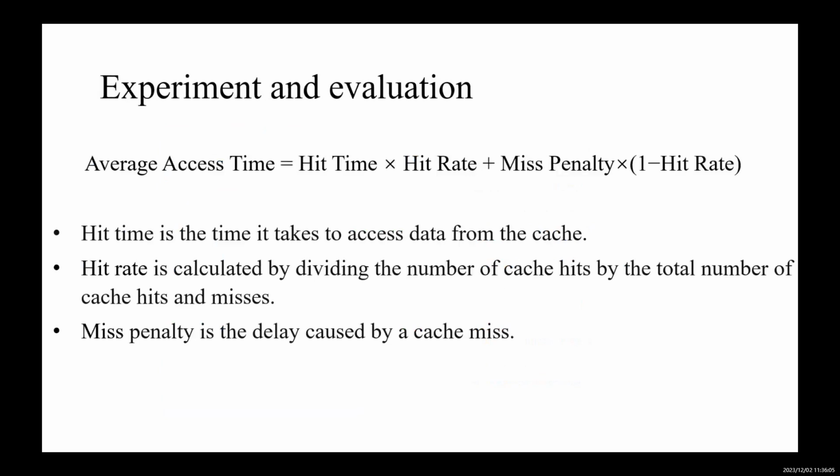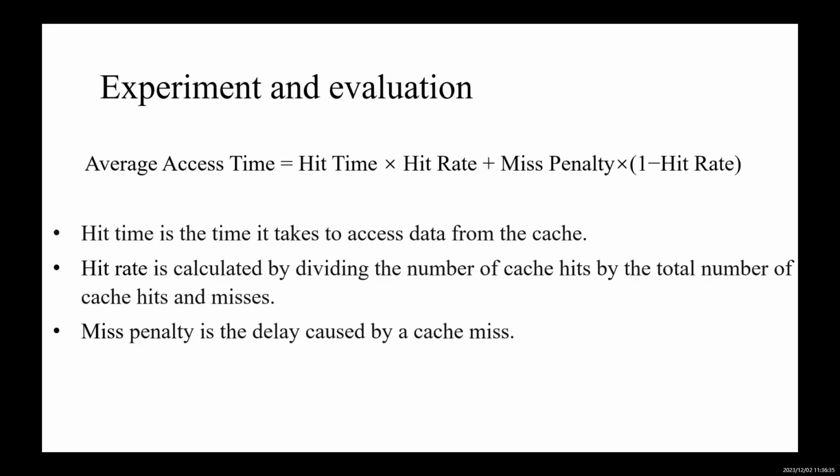The experiment test metric is AAT, average access time. It is an important metric for measuring the performance of a storage system, which indicates the average time it takes from issuing a read or write request to receiving data. In a cache system, average access time typically consists of several components: hit time, hit rate, and miss penalty.